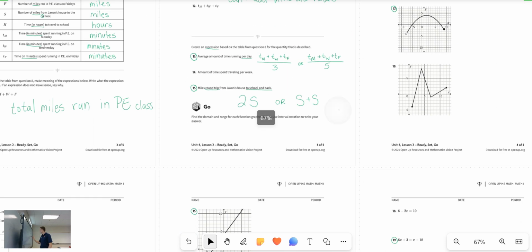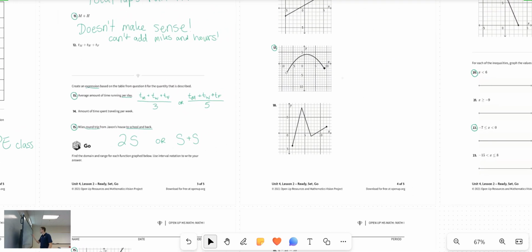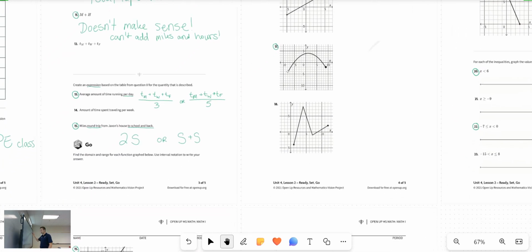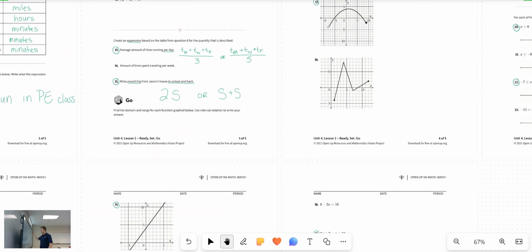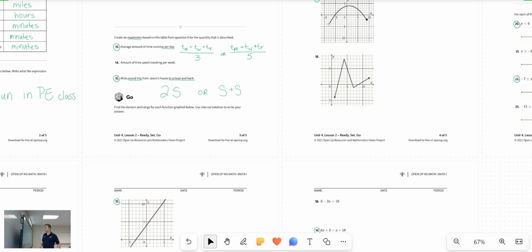All right, let's move on to the go portion. Last one. What was the instruction? The go: find the domain and range for each function graphed below. Use interval notation. Okay, so interval notation. Let's zoom in real quick.